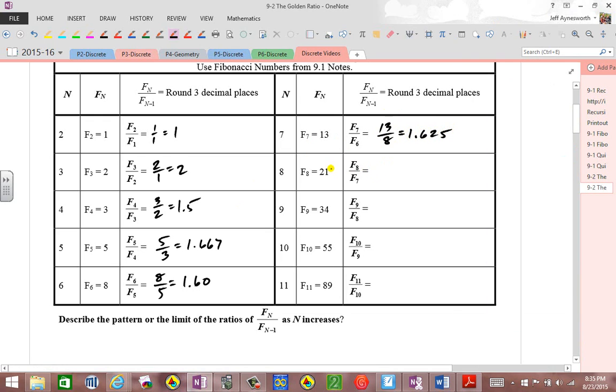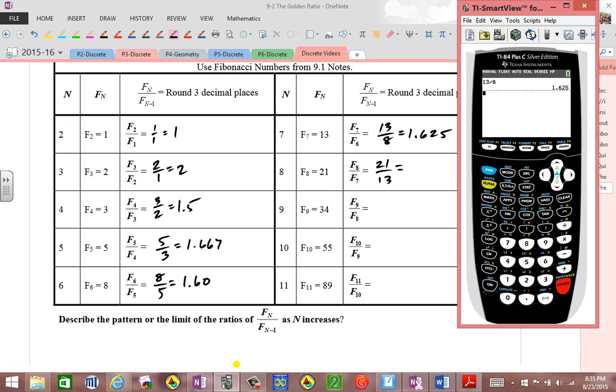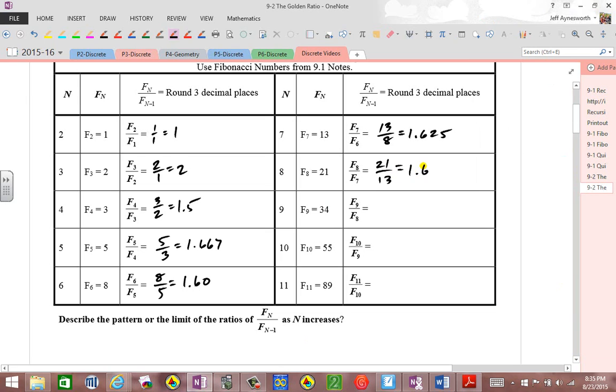1.625. And then 21 divided by 13. The Fibonacci numbers are right here in the second column. What does that equal? Like I said, just use your calculator and get some ratios. So 1.615. Oh, look, these numbers are getting closer. So it's 1, then 2, then 1.5, then 1.667, 1.600, 1.625, 1.615. They're very, very close. They're all agreeing to the first decimal place, the tenths place.